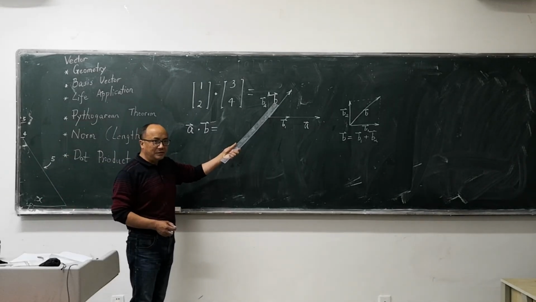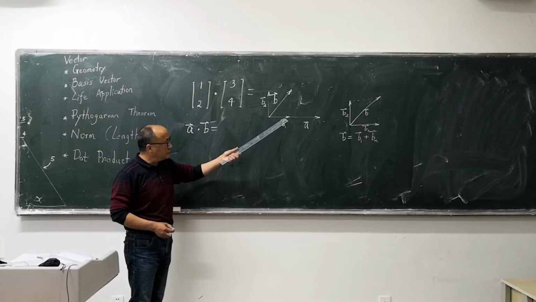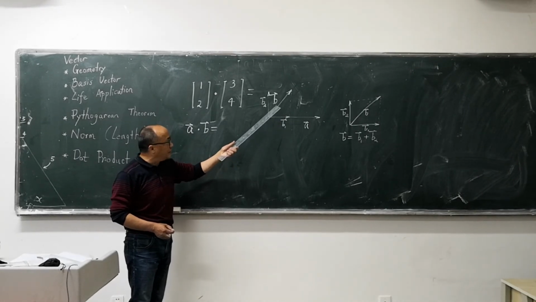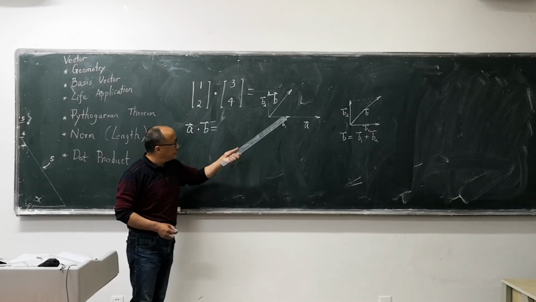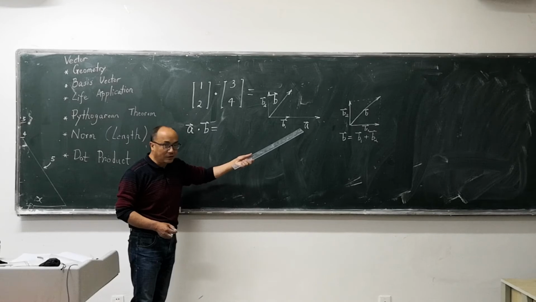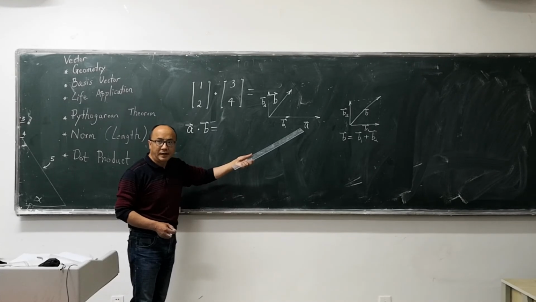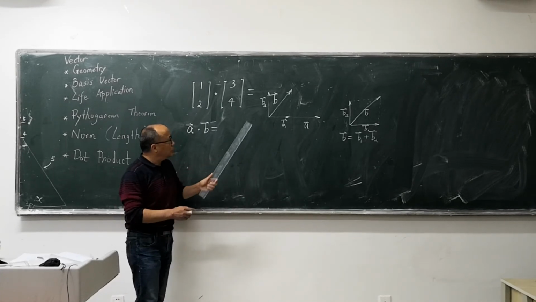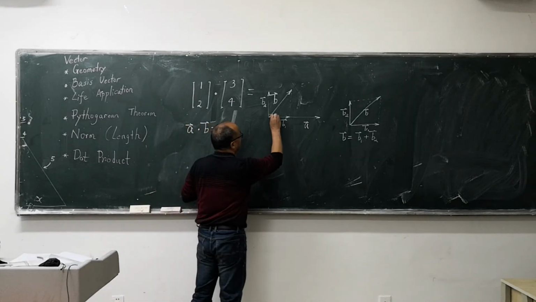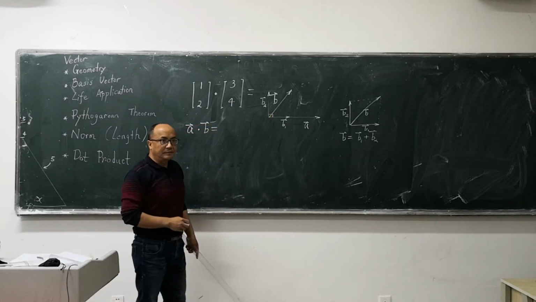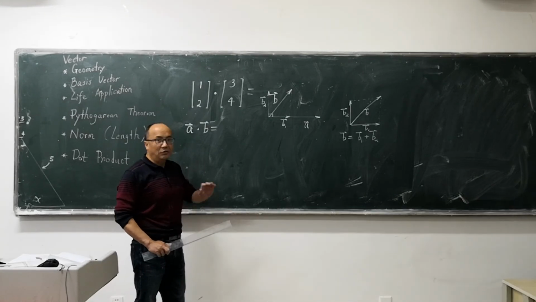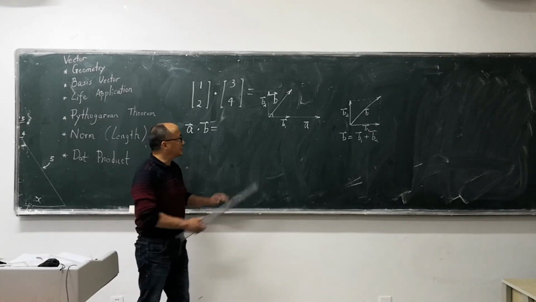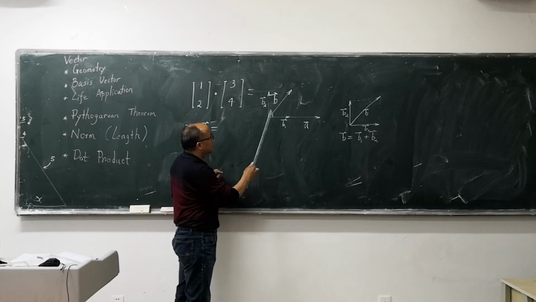So this component, this vector B1, is how similar it is with A. B1 is similar with A. B2 is vertical to A, which is absolutely no common interest to A. This part.